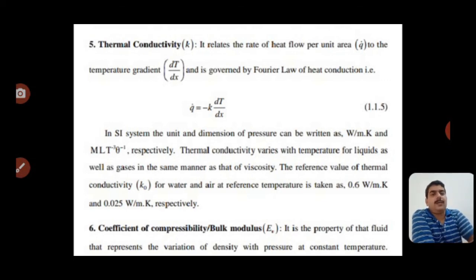The reference value of thermal conductivity for water at reference temperature is taken as 0.6 W per meter dot Kelvin, and in the case of air, 0.025 W per meter Kelvin. Now this is the thermal conductivity of the fluids.